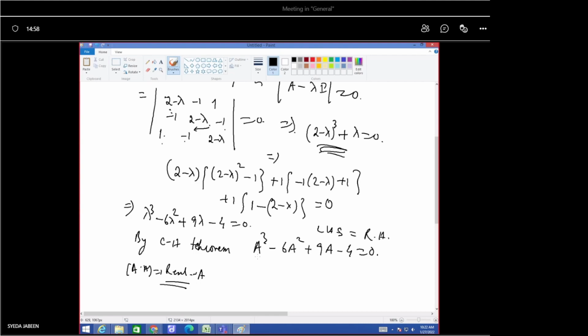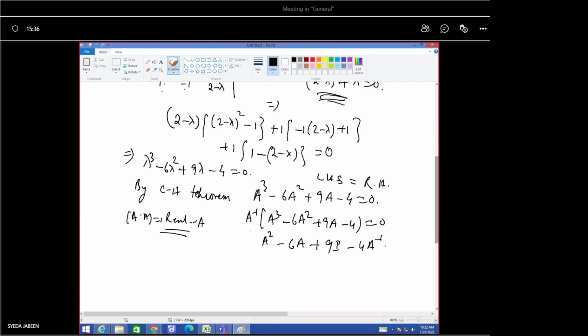If I tell you to find A inverse, what can you do? You can multiply by A inverse on both sides. This is A cube minus 6A square plus 9A minus 4, so A inverse into this will obviously be 0. Now if you do the operation, we know A into A inverse is equal to I, so the power will decrease. This will become A square minus 6A plus 9 into the identity matrix minus 4A inverse. Right? Isn't it? You got it?